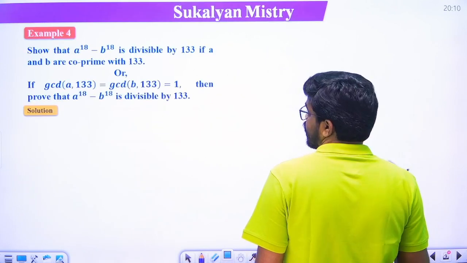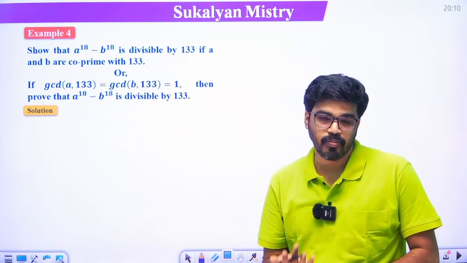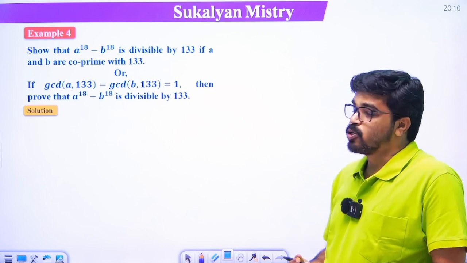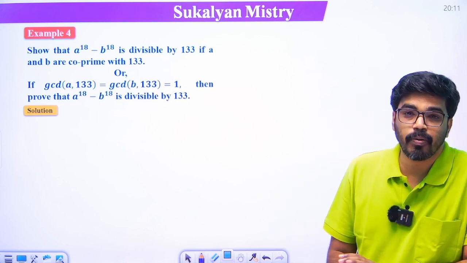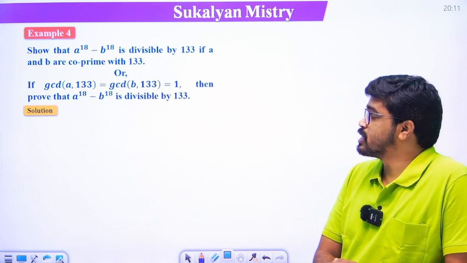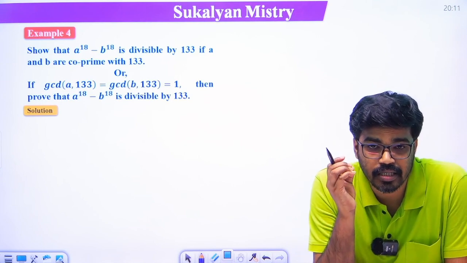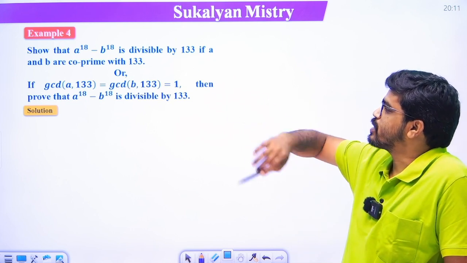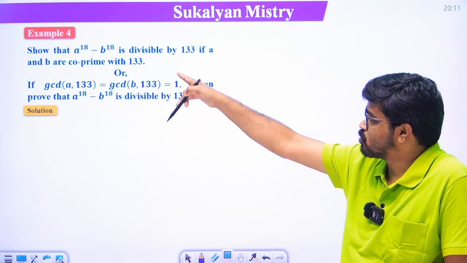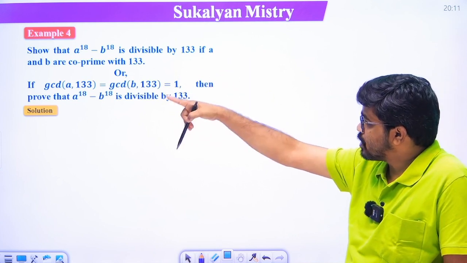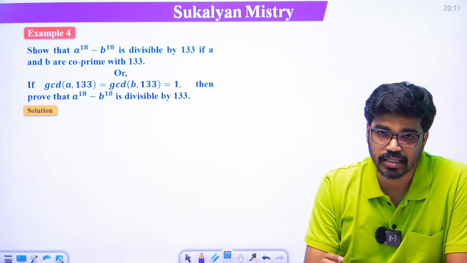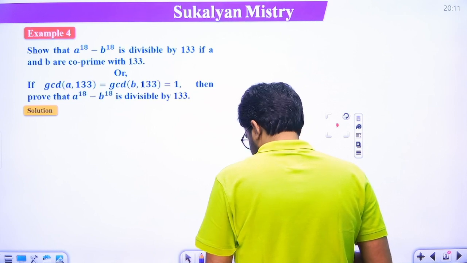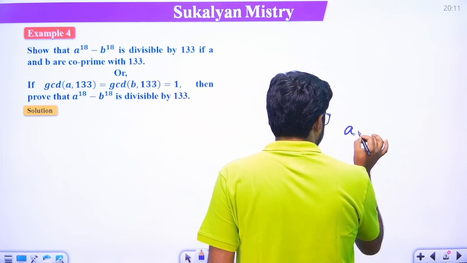So let us consider the next example. Note this problem: example 3 and example 4 are similar problems. Show that a to the power 18 minus b to the power 18 is divisible by 133 if a and b are co-prime with 133, that means a is prime to 133, also b is prime to 133.